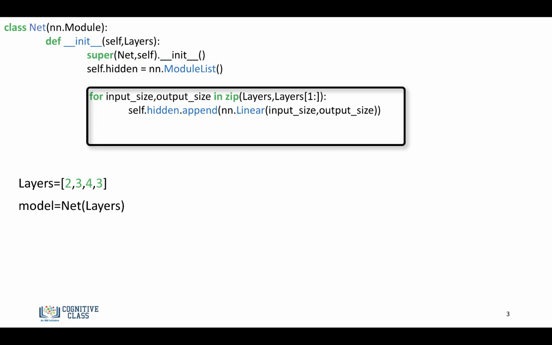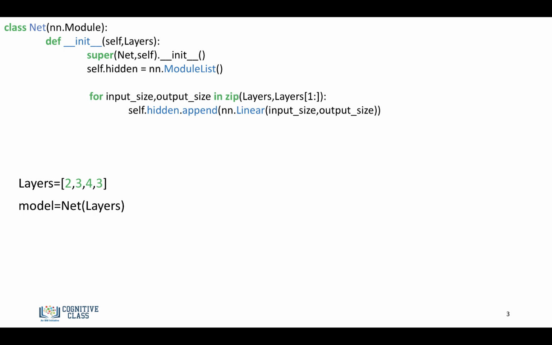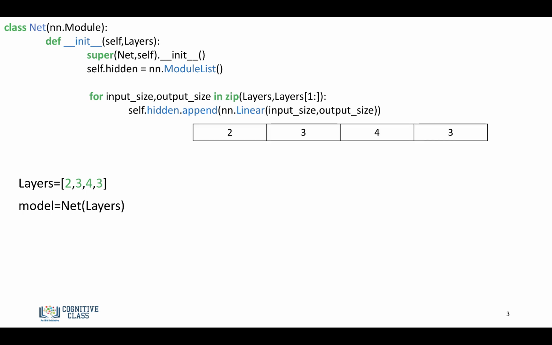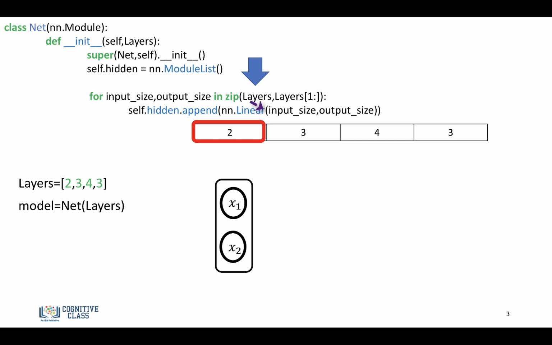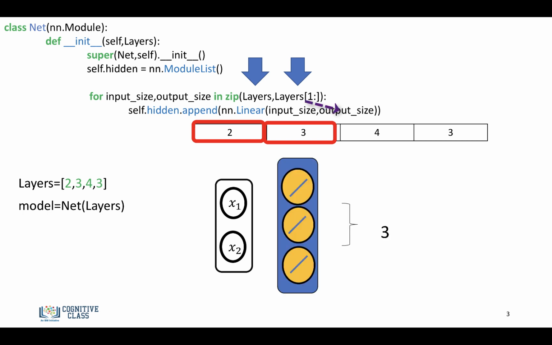So let's look at this for loop over here, and let's look at these two variables. We'll start at the first element of the list and the second element of the list and iterate through them together. So here's our list. For the first iteration, the first element will comprise the number of elements in our input, in this case 2. Similarly, for the first iteration, this list, because it's indexed one above, will basically provide the output size, in this case 3. So we'll have 3 neurons in our first hidden layer.